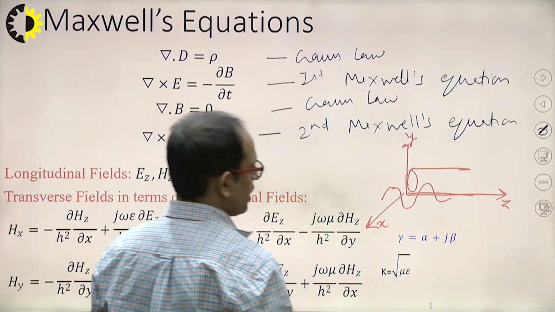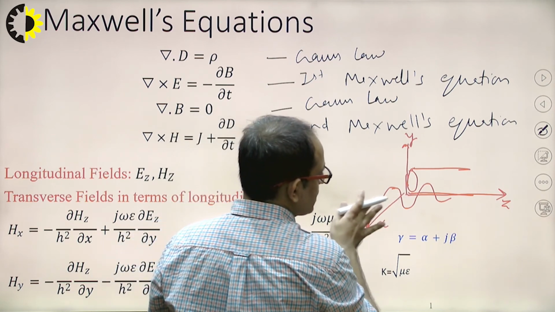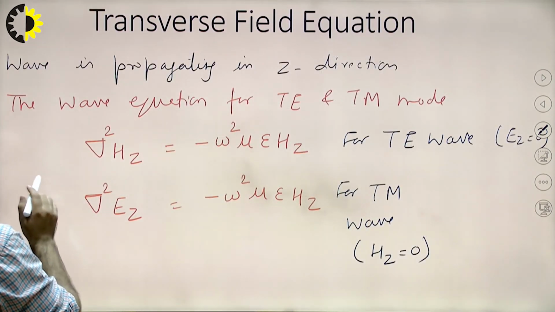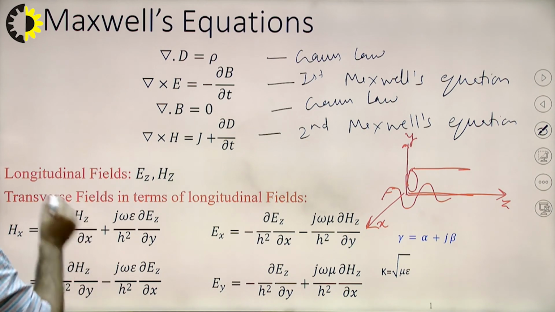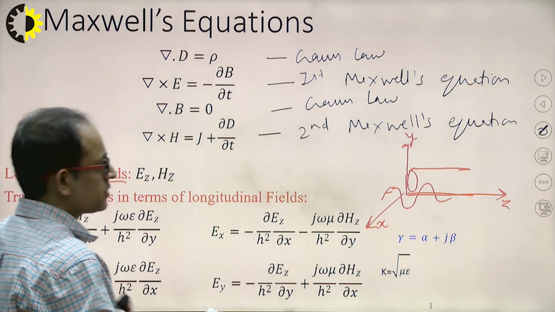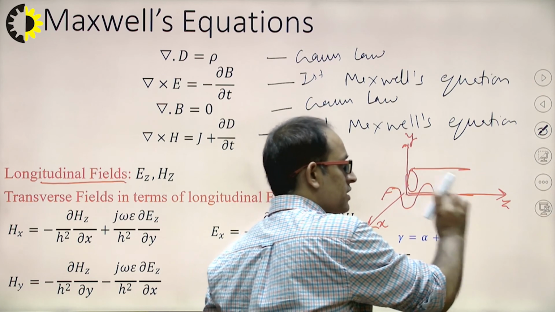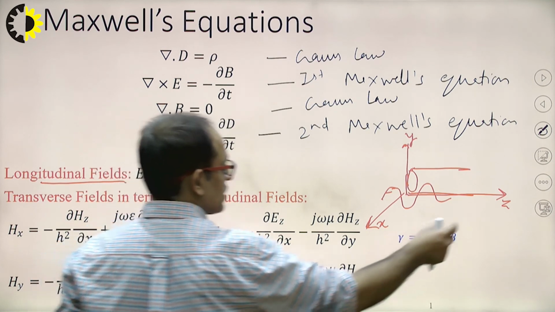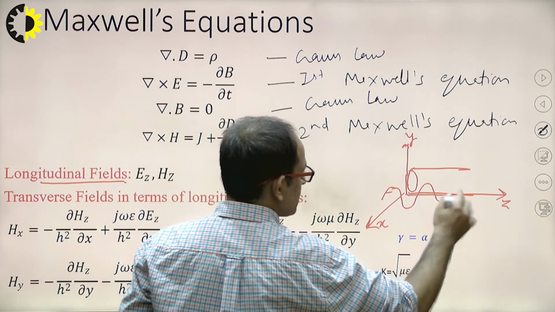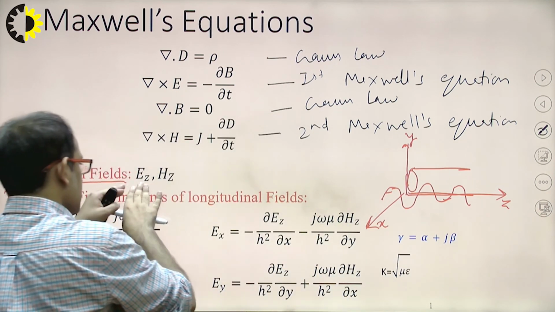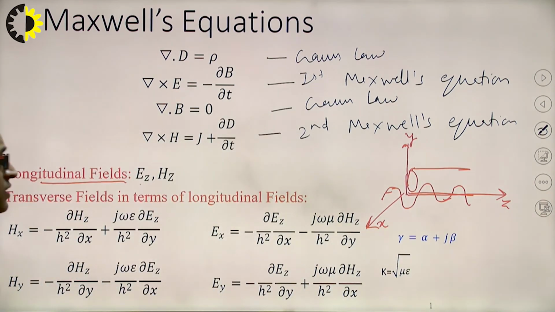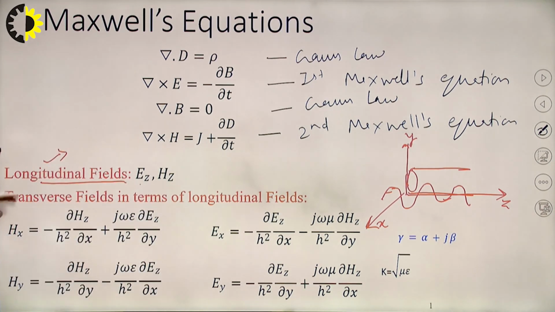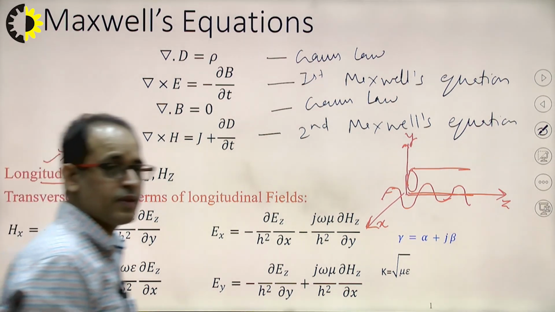If the field exists parallel to the direction of propagation, that type of field is known as the longitudinal field. Clear? That means the field existing in the z direction, those field components are known as the longitudinal fields. If the direction of propagation is the z axis, the electric field exists in the z direction and the magnetic field in the z direction. Those field components are known as the longitudinal fields. Clear?